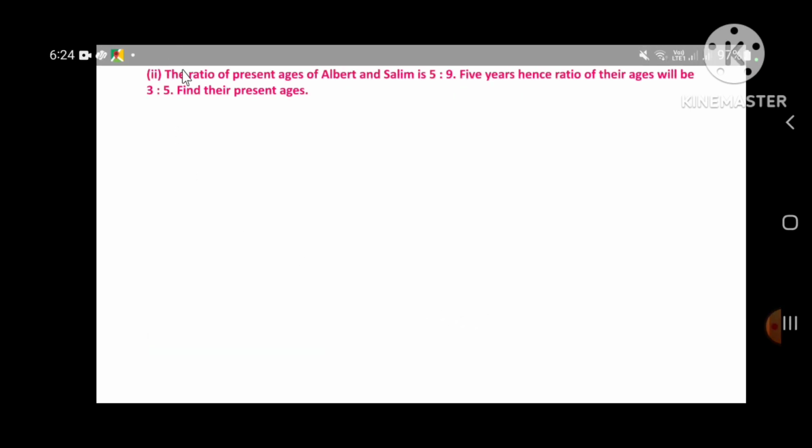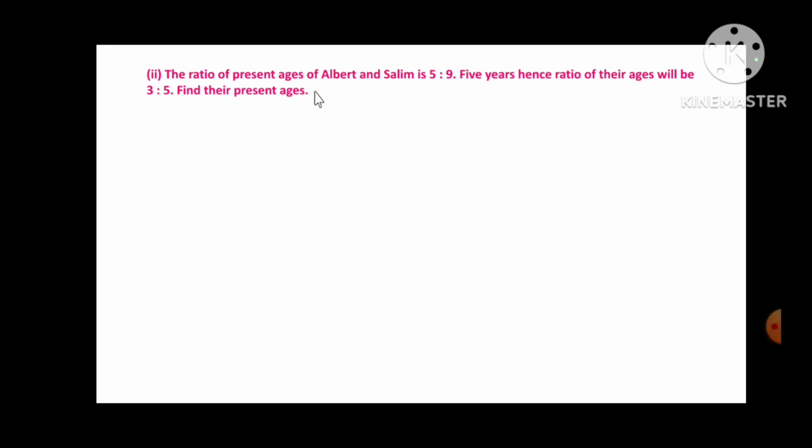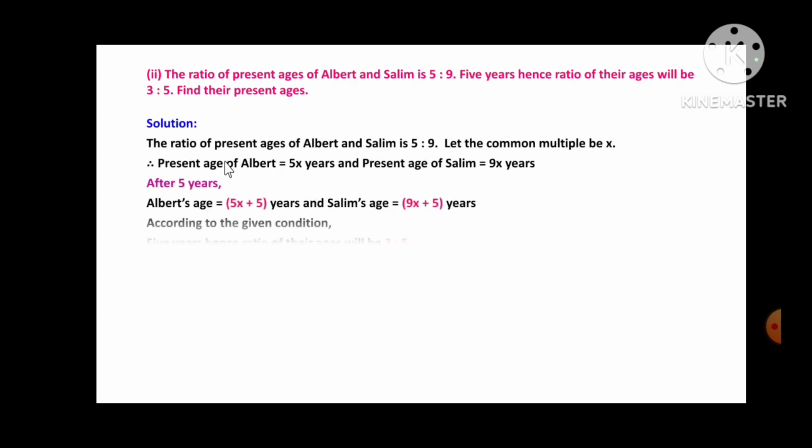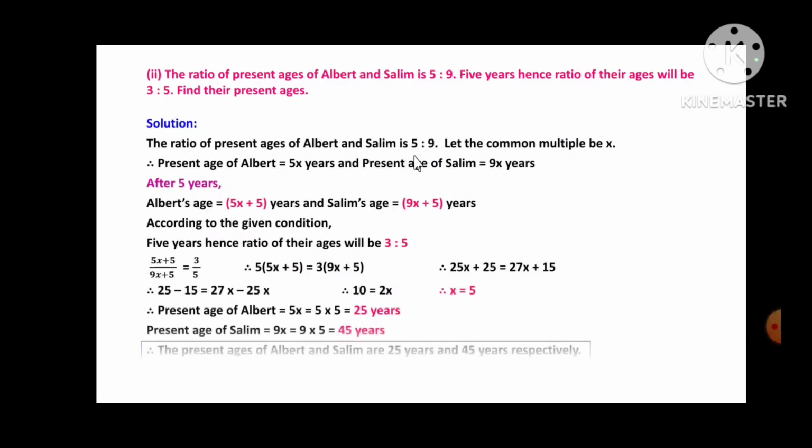Now problem number 5.2. The ratio of present ages of Albert and Salim is 5:9. 5 years hence the ratio of their ages will be 3:5. Find their present ages. Friends, the ratio of present ages of Albert and Salim is 5:9. Let the common multiple be x. The present age of Albert is 5x and present age of Salim is 9x years.